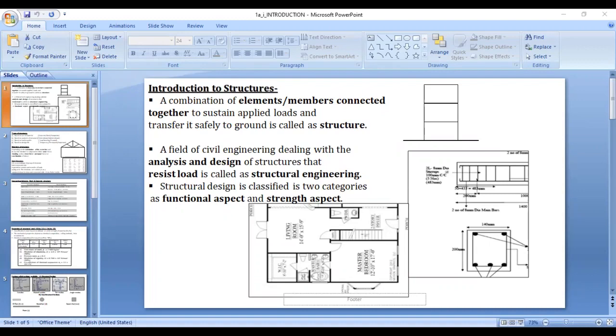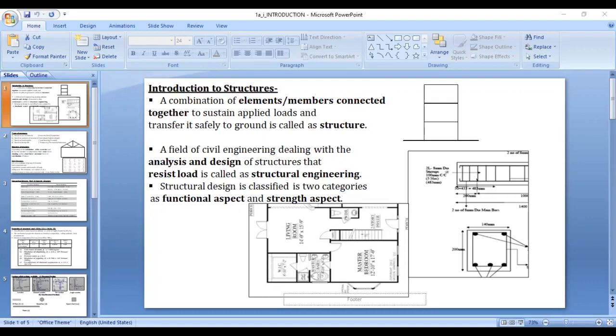A structure is nothing but a combination of elements or members connected together to sustain the applied loads and transfer them safely to the ground. It is called a structure.